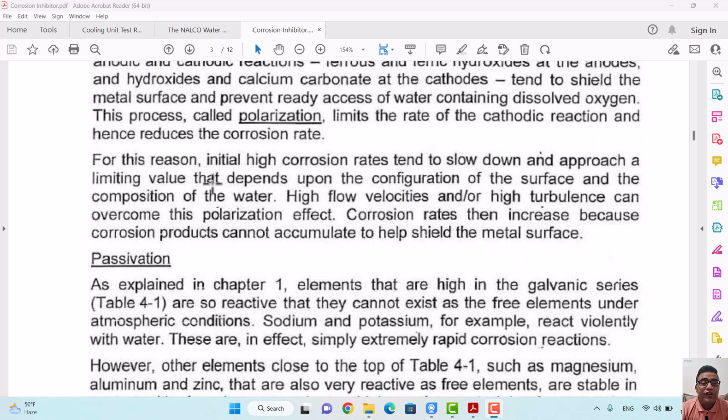For this reason, initial high corrosion rates tend to slow down and approach a limiting value that depends upon the configuration of the surface and the composition of the water. High flow velocity and high turbulence can overcome the polarization effect. Corrosion rate then increases because corrosion products cannot accumulate to help shield the metal surface.